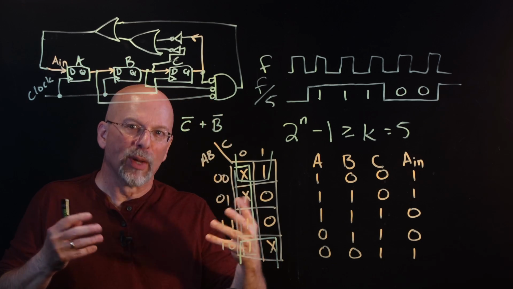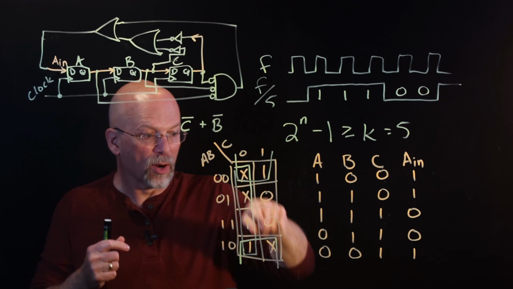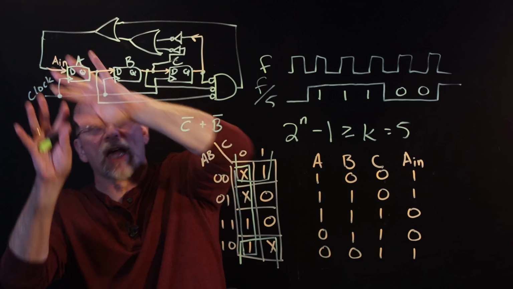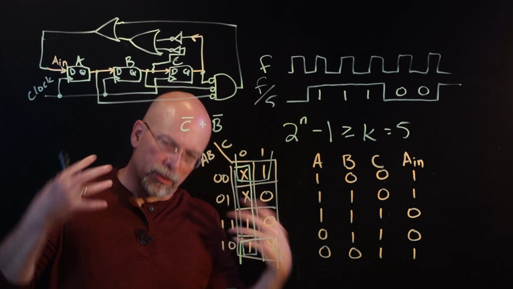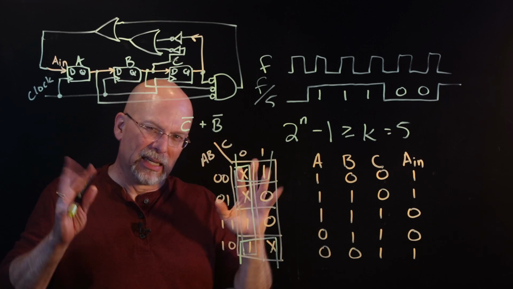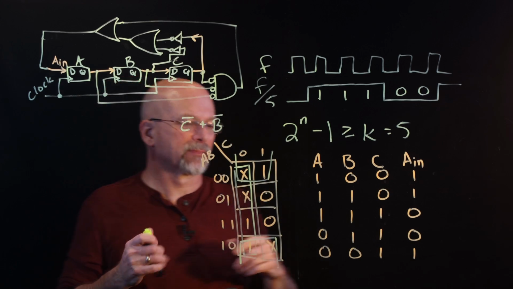in order to avoid going into the 0, 0, 0 condition or any of these other conditions, I can just simply put a decoder here and OR its output into A in to make sure that we can recover or get out of that bad situation.